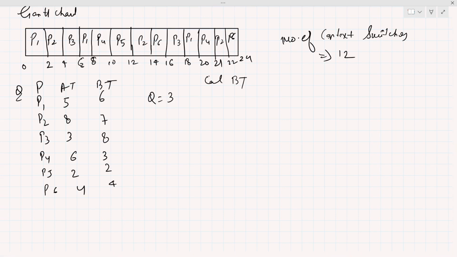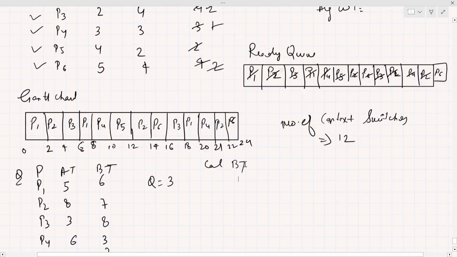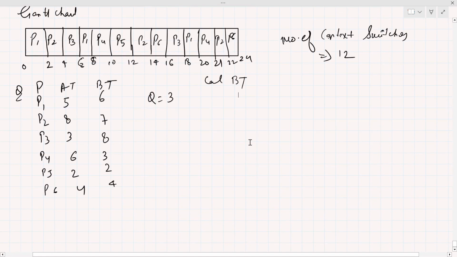Okay, so we solve one more question and then we move towards the advantages and disadvantages of this particular scheduling algorithm. This many questions are sufficient to understand the concept, and you have to solve more questions to make yourself good at this type of question.